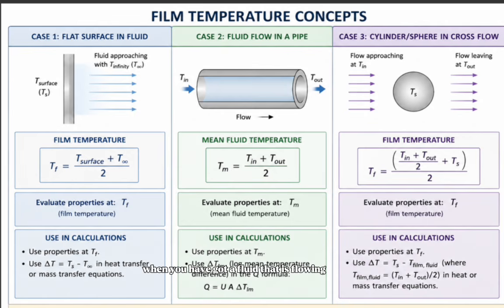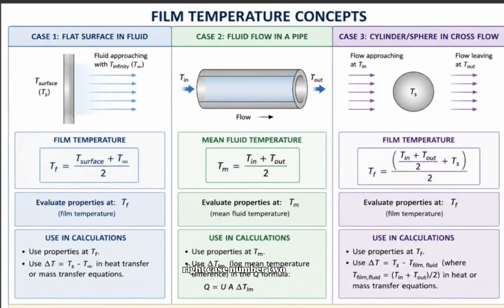When you have a fluid that is flowing over a flat plate, whether it's air around a flat plate or so, your T film is just your surface temperature plus the temperature of the fluid at an infinite distance from the surface, that is T infinity, all divided by 2. Then this becomes your Tf. And for a temperature difference in your delta T formula, you just put Ts minus T infinity. This is very simple and basic, and mostly applied when you are dealing with flat plates.